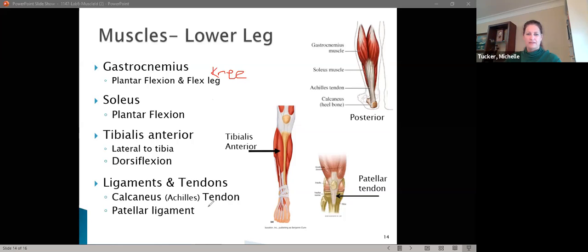Ligaments and tendons that you need to know are the patellar tendon. We'll go over that next week. And then the calcaneal tendon, also known as the Achilles tendon, extends from that gastrocnemius muscle, and it will attach at the calcaneus, that very large heel bone at the very bottom of your tarsals.